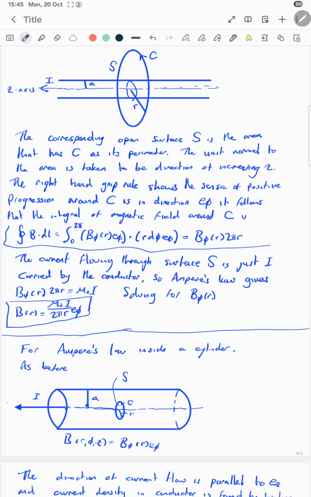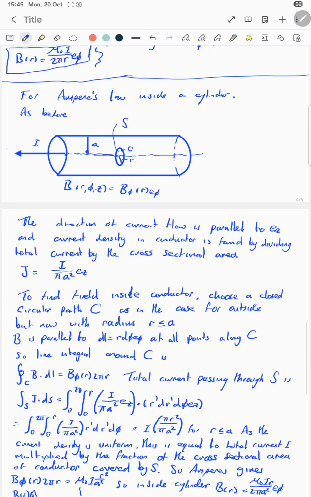And the current flowing through the surface S is just the current carried by the conductor. So Ampere's law gives this, and solving for B phi of r gives this.